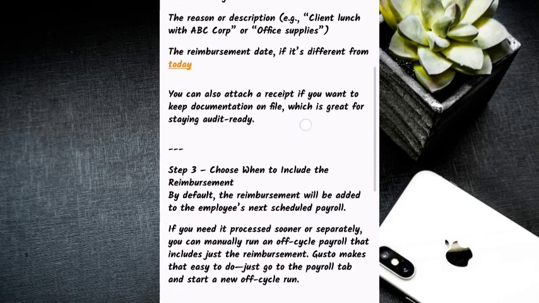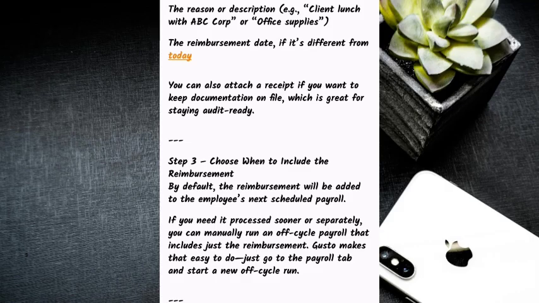Step 3, choose when to include the reimbursement. Now, by default, the reimbursement will be added to the employee's next scheduled payroll. If you need to process sooner or separately, you can manually run an off-cycle payroll that includes just the reimbursement. Now, Gusto makes that easy to do. Just go to the payroll tab and start a new off-cycle run.